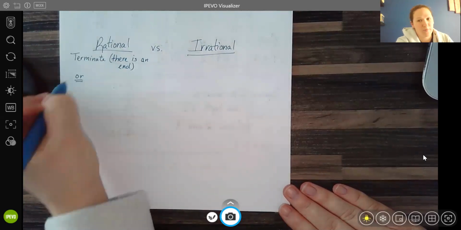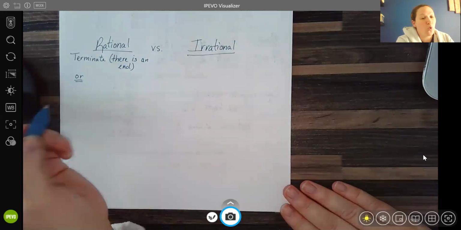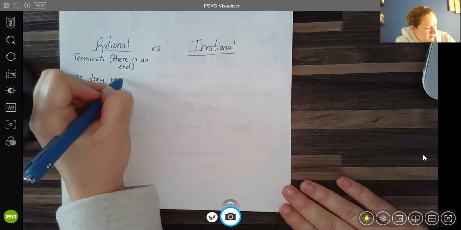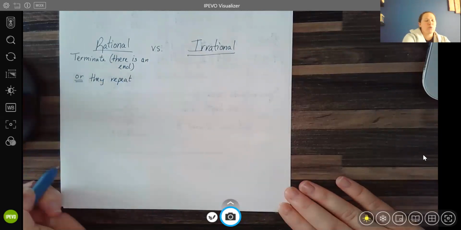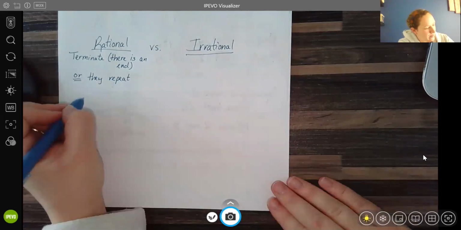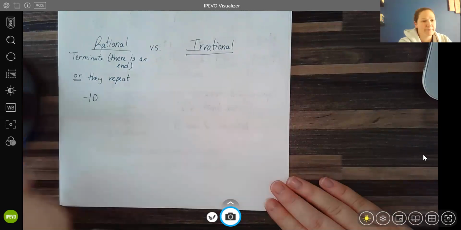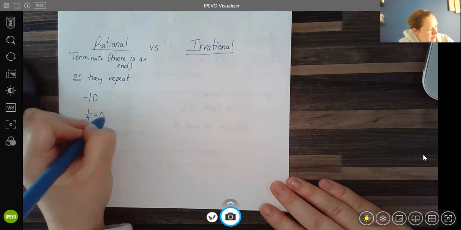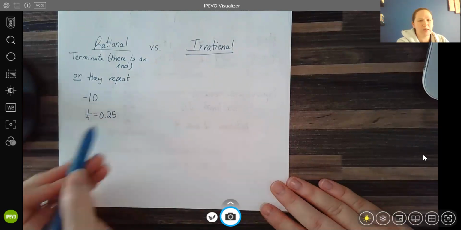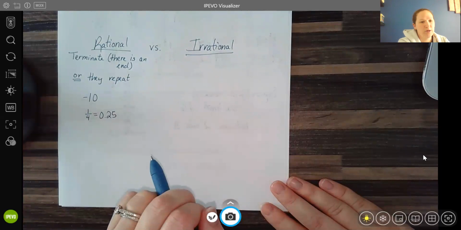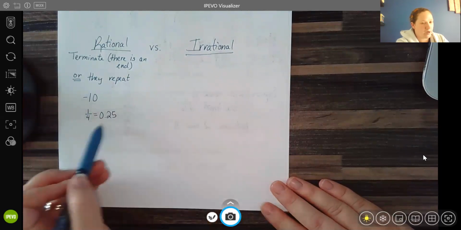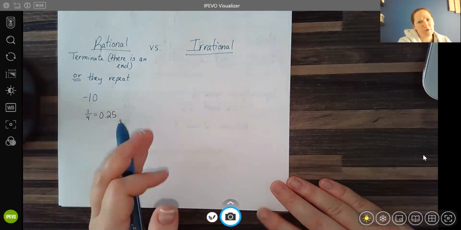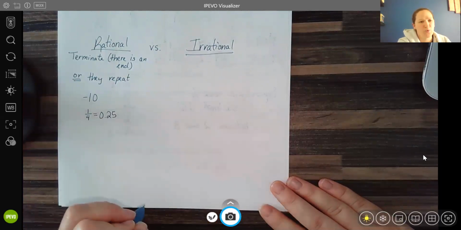Or, okay, and this is important, or they repeat. Okay, so when I'm thinking of a number that ends, I'm thinking of something like -10. I'm thinking of something like 1/4, where if I convert it into a decimal, 0.25, there is a clear ending. Okay, so I don't have to do anything special. These are a lot of the numbers that you've been working with up until this point.